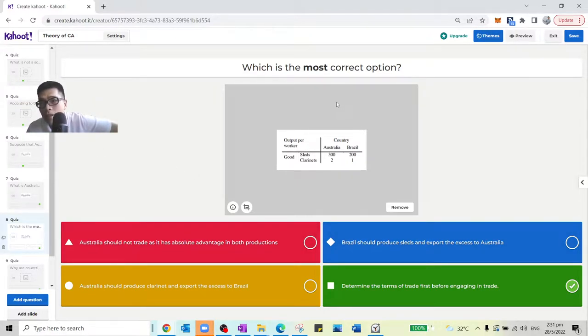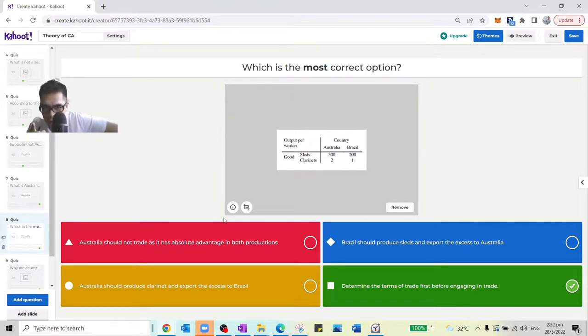Most of you ask why the red option is wrong. The red option is strictly wrong because we are learning comparative advantage, not absolute advantage. If you're learning about absolute advantage, sure, Australia doesn't need to trade. But when countries specialize in production where they have lower opportunity costs, there will be higher world output. So absolute advantage is a myth that has to be broken. That's why it can't be correct.